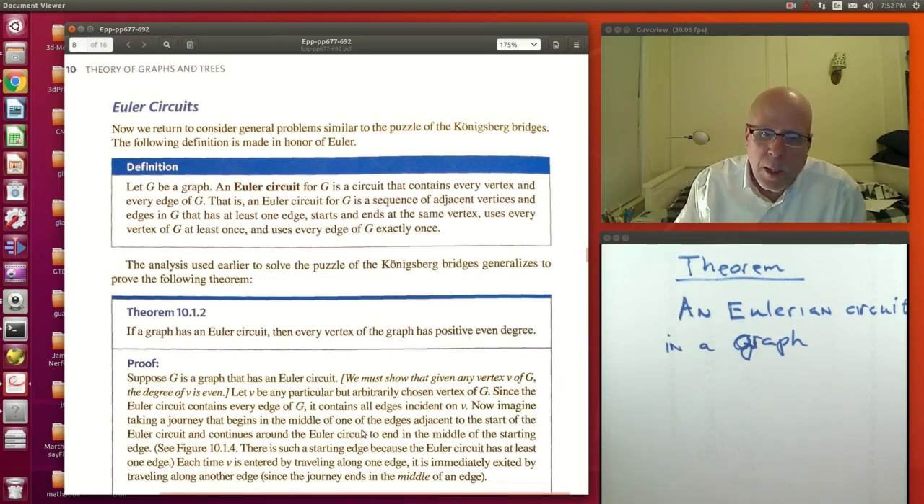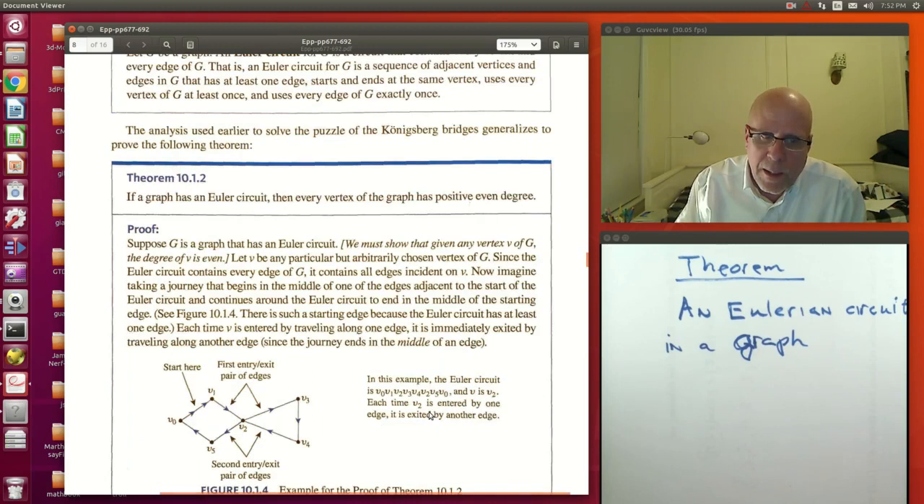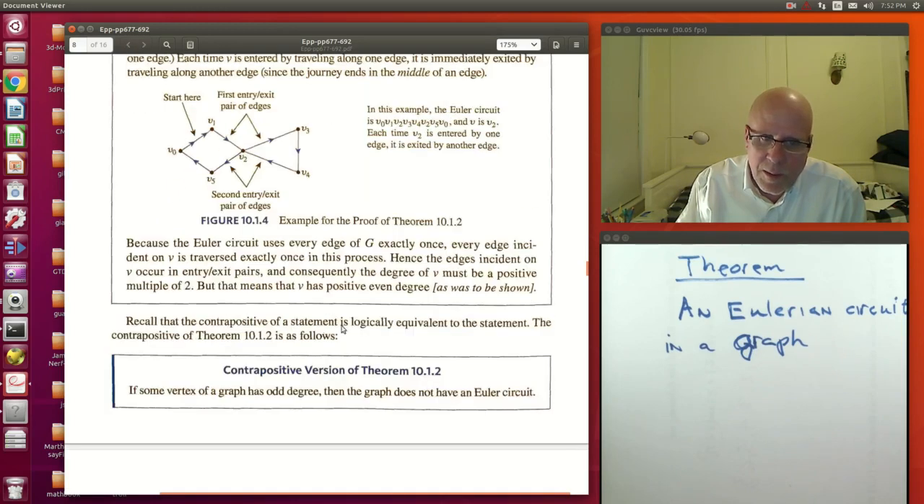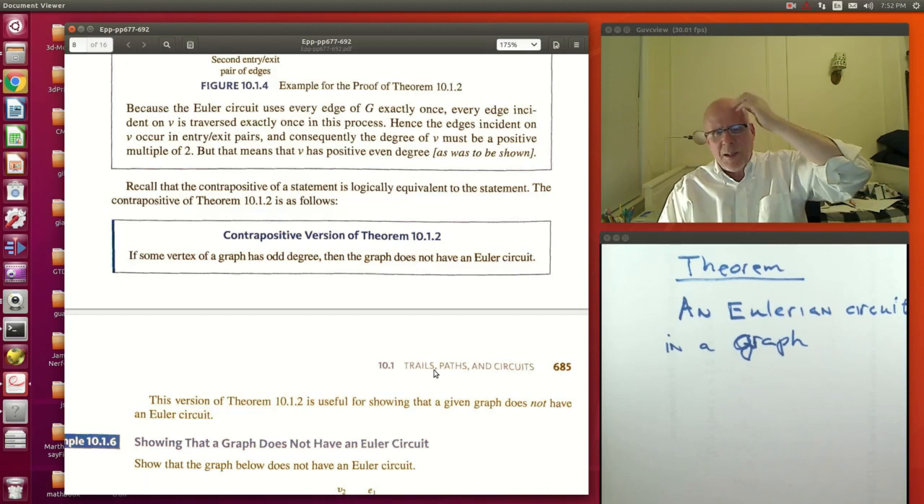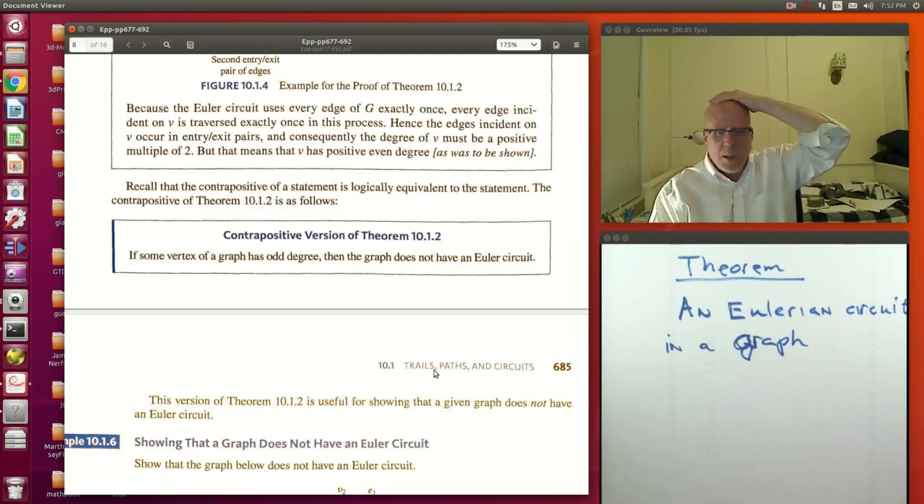So there's a nice description of it, but here's the contrapositive. If you have a vertex that has an odd degree, then you surely do not have an Euler circuit. Now, they haven't talked about the converse of the statement there, and that's an interesting question.